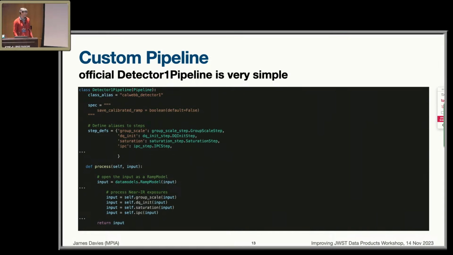And in fact, the existing official pipelines are exactly that simple. I've clipped out some of the code here, but this is actually a snapshot of the existing detector 1 pipeline, and you can see it's got a class alias. There's some spec for some parameter. There's step defs. There's a lot more than this. I've just clipped them right there, so you can see that's the group scale step, and then MIRI is handled differently than near spec and the near IR detectors. I clipped out all the MIRI, sorry MIRI folks. The near IR has a different ordering of the steps. And again, they're just called one after another, and then in the end, it returns a result.